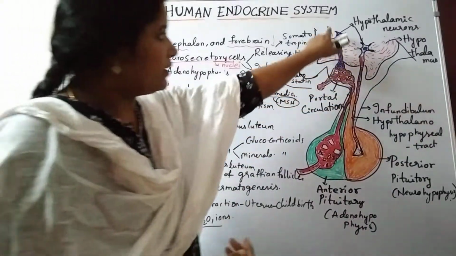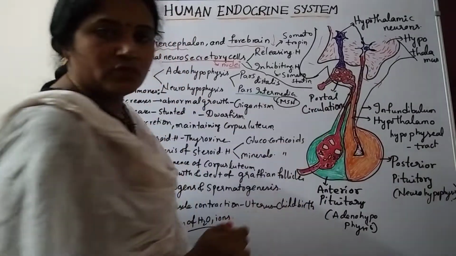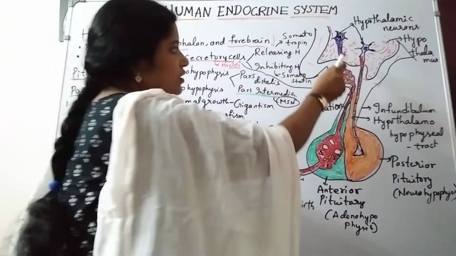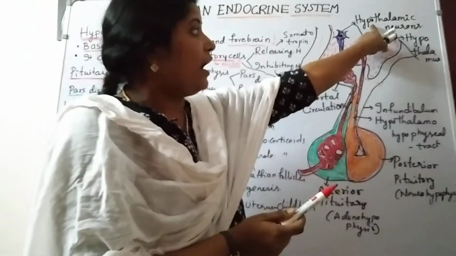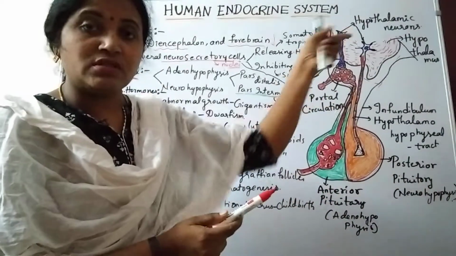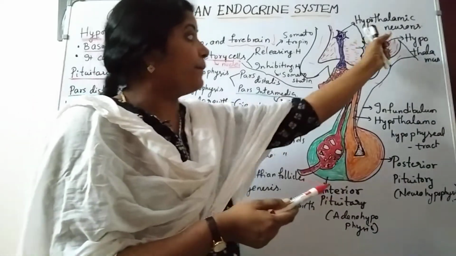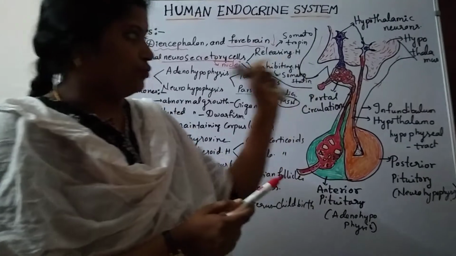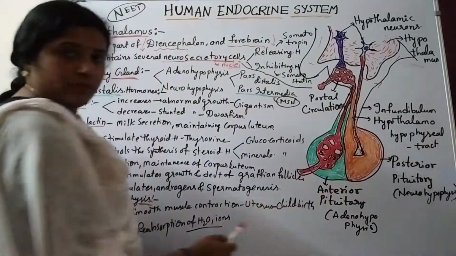See, this entire part is known as the hypothalamus. You can see here, these two are the neurosecretory cells. These neurons are also known as hypothalamic neurons, because they are present in the hypothalamus. This entire red colored portion is the hypothalamus.